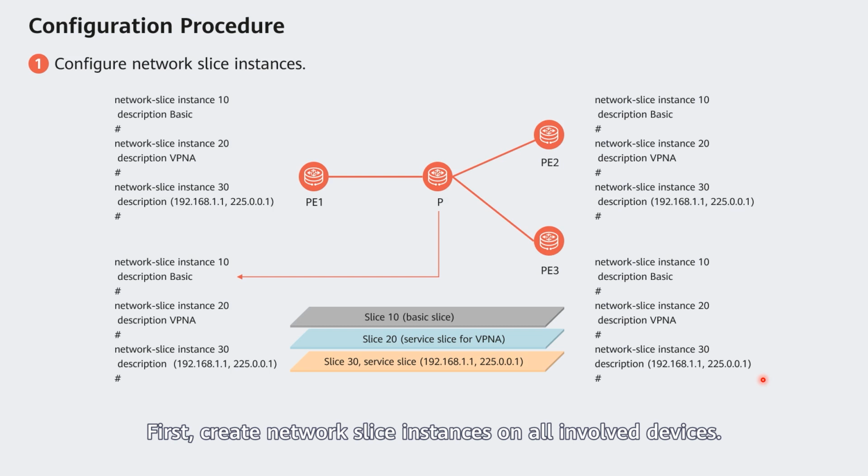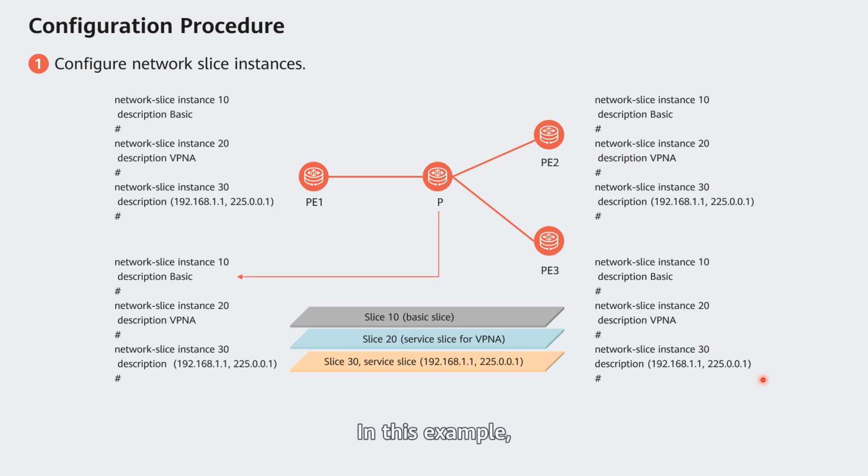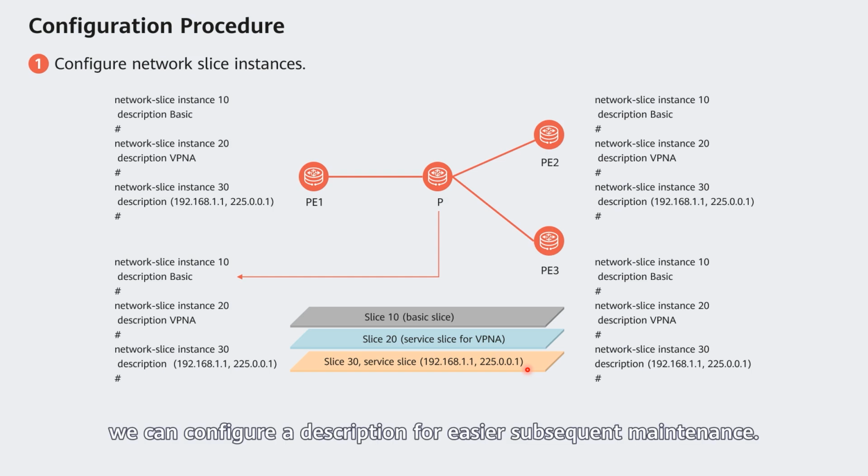First, create network slice instances on all involved devices. In this example, we need to create 3 network slice instances with IDs 10, 20, and 30. Of these network slice instance IDs, 10 is for basic multicast services, 20 is for a specified MVPN instance, and 30 is for a specified SG multicast stream. For each network slice, we can configure a description for easier subsequent maintenance.